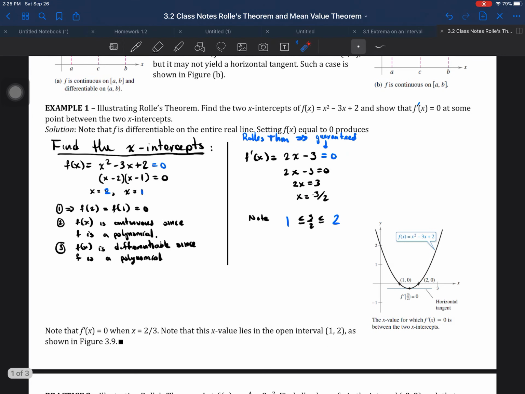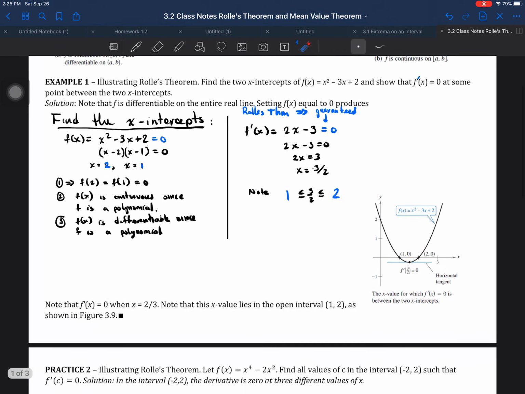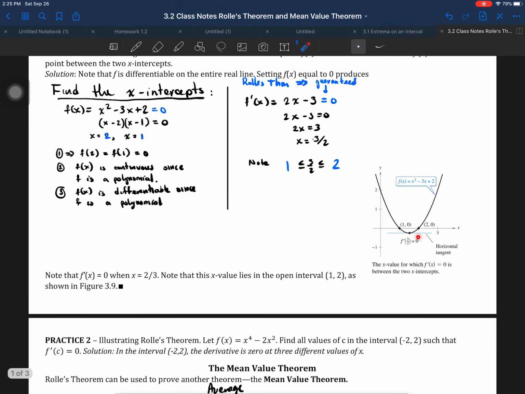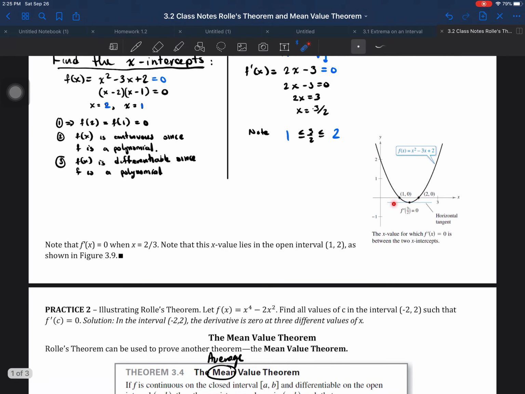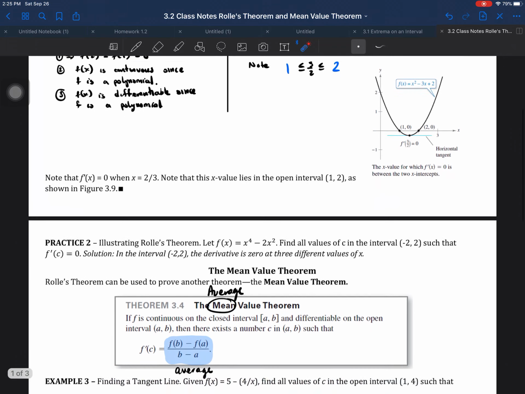And we can see the picture here that f prime of 3 halves is equal to 0. We see the horizontal line there, right? The horizontal tangent line. And it is between 1 and 2, between the x-intercepts.